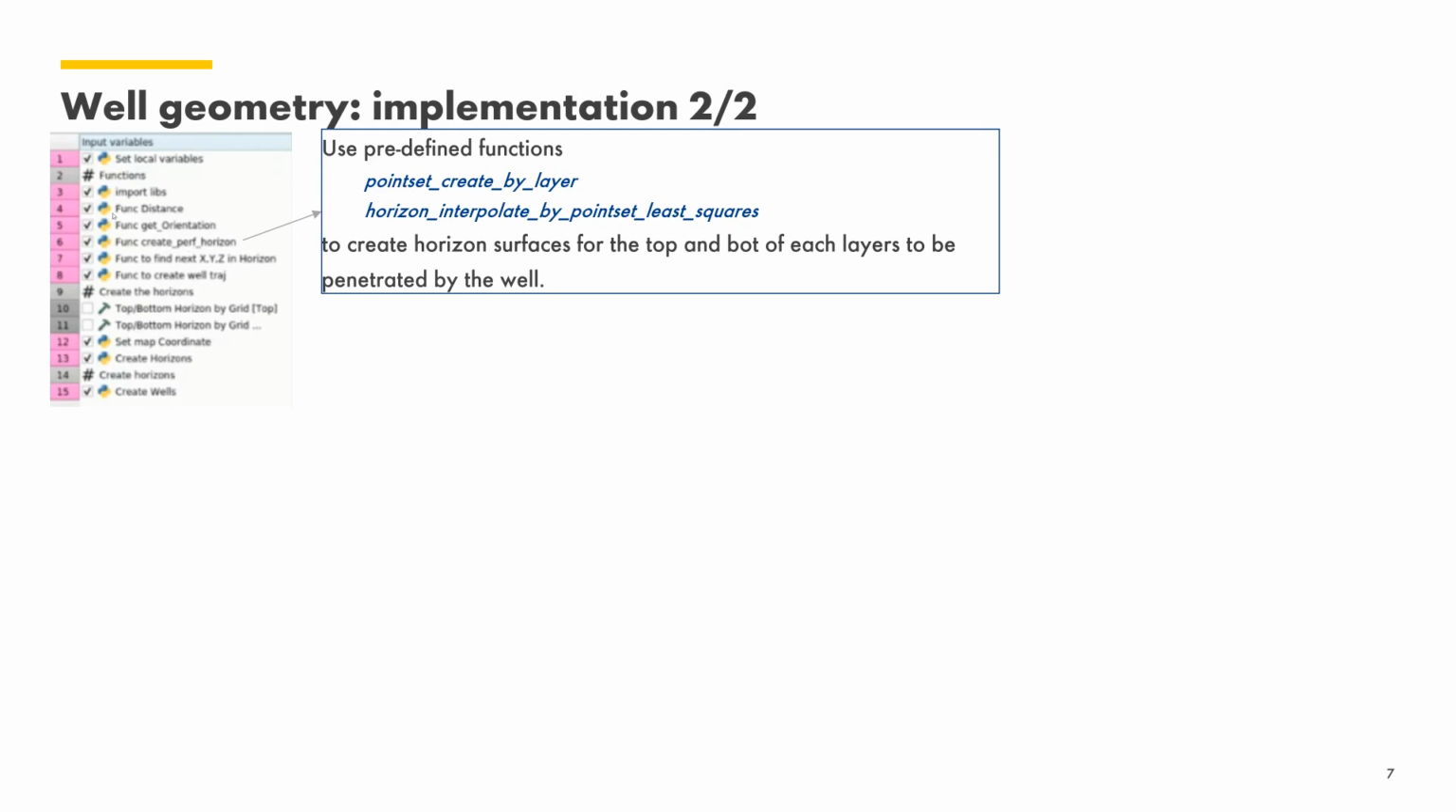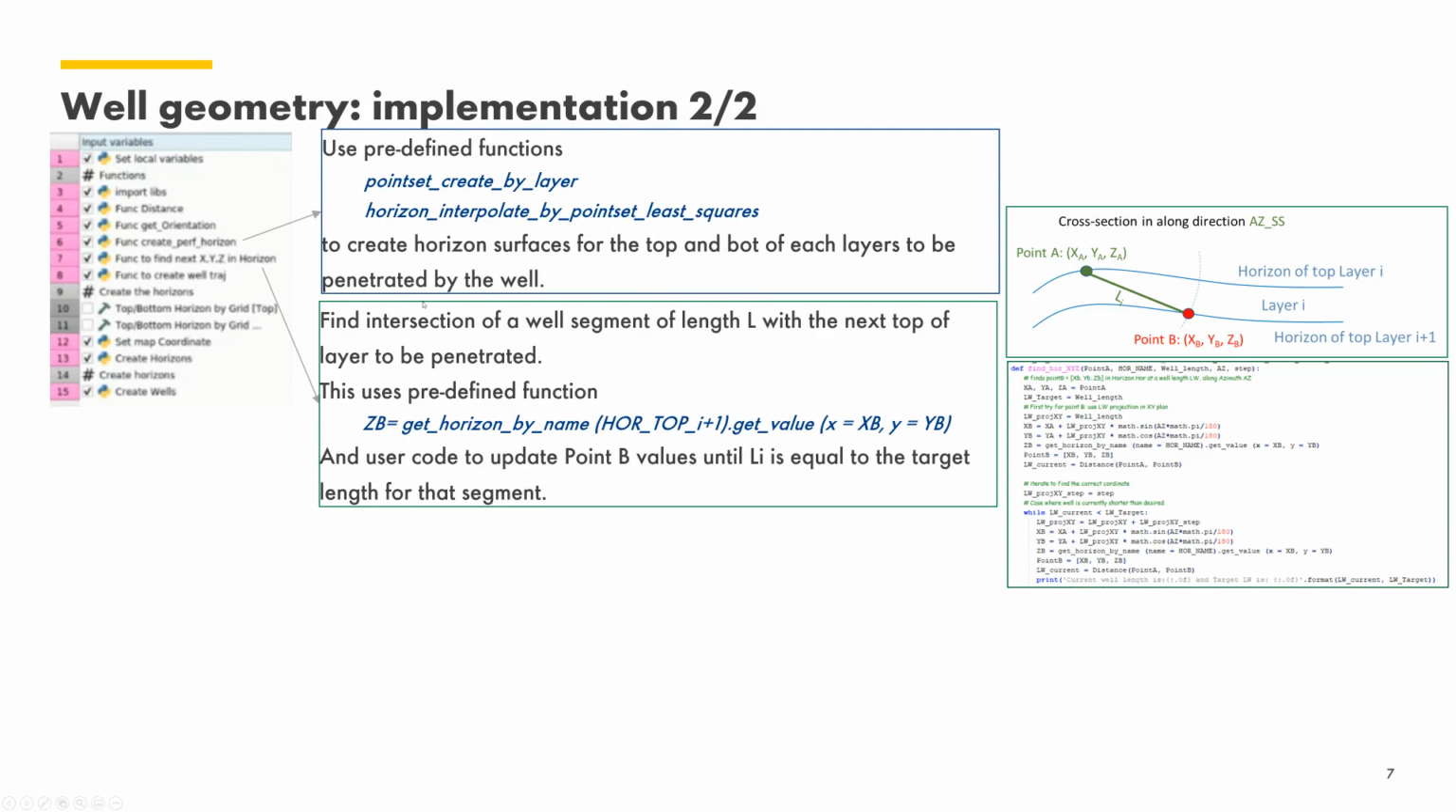Now, it is needed so that you can actually define the trajectory of your well. What we use in there, apart from the standard Python, is functions that are predefined in tNav. So you first have to create the point sets of the layer and then create a horizon based on those point sets. The next function here that I would like to highlight is how to find the next point for your well in the next horizon.